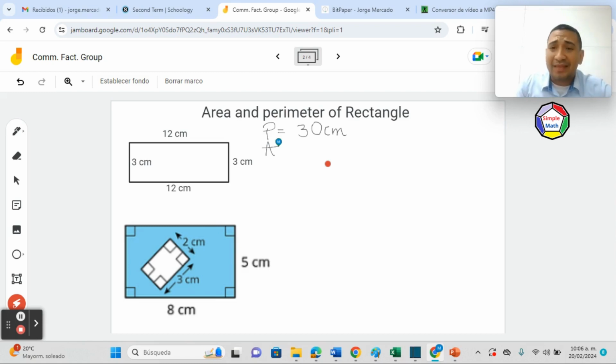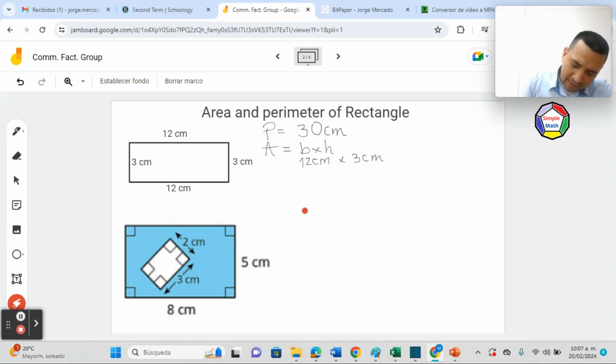The area, what happened with the area? The area of a rectangle is base times height. The base is this and the height is this. In other words, we have to multiply 12 centimeters times 3 centimeters. Well, 12 times 3 is 36 centimeters squared, or centimeters exponent 2. That's the perimeter and the area for the first rectangle.